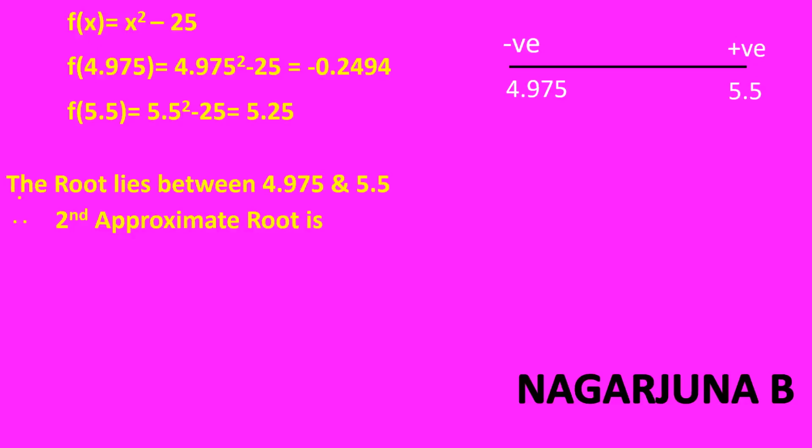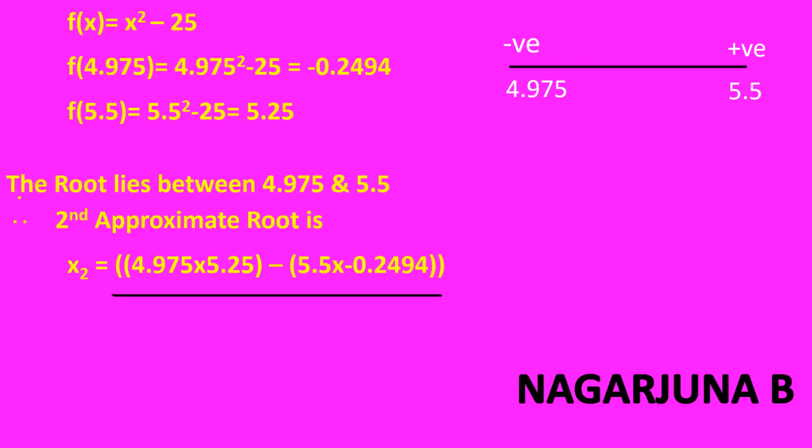F of a value is minus 0.2494 and f of b value is 5.25. So therefore x2 is equal to, open the bracket, 4.975 into 5.25, close the bracket, minus, open the bracket, 5.5 into minus 0.2494, close the bracket, again close the bracket, divided by, open the bracket, 5.25 minus, open the bracket, minus 0.2494, close the bracket, again close the bracket.